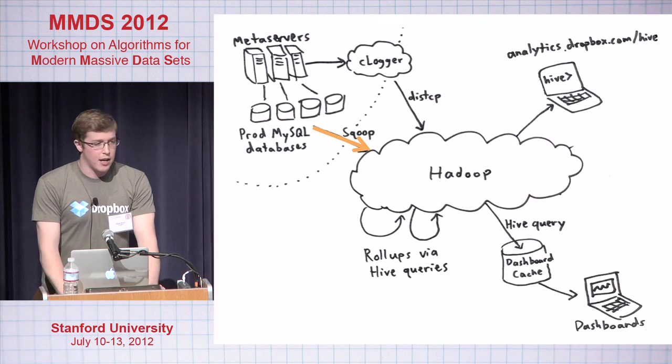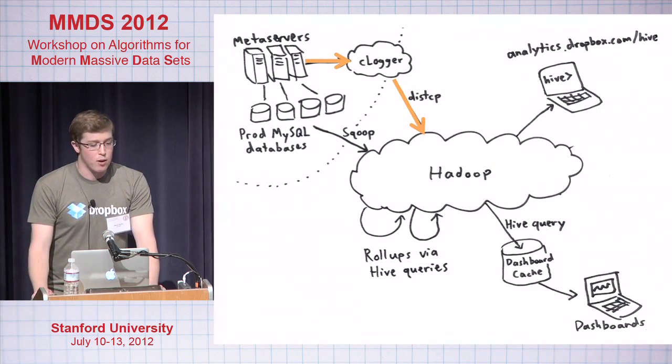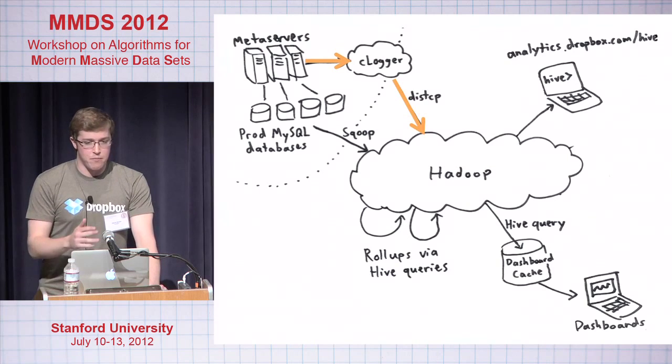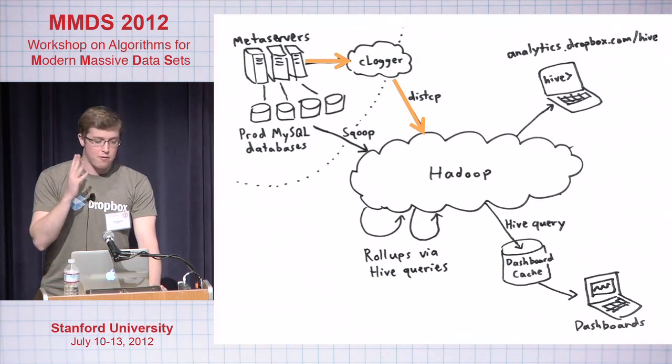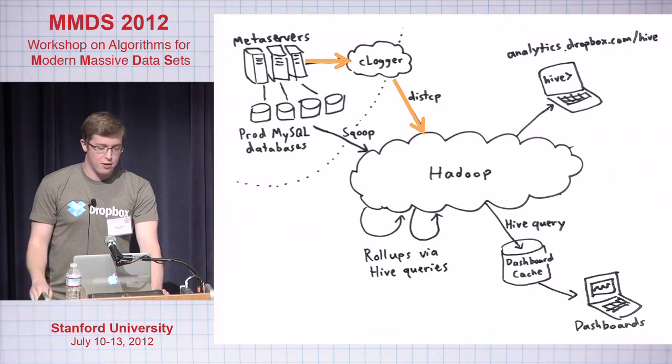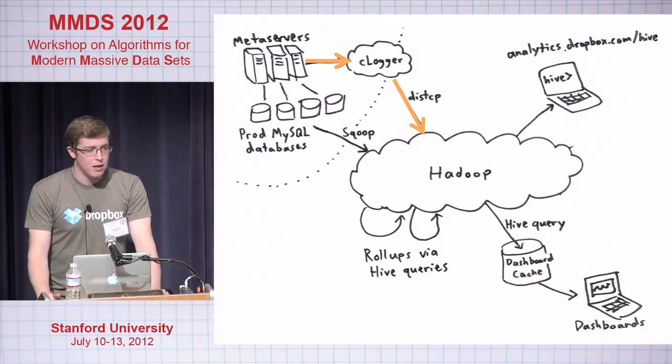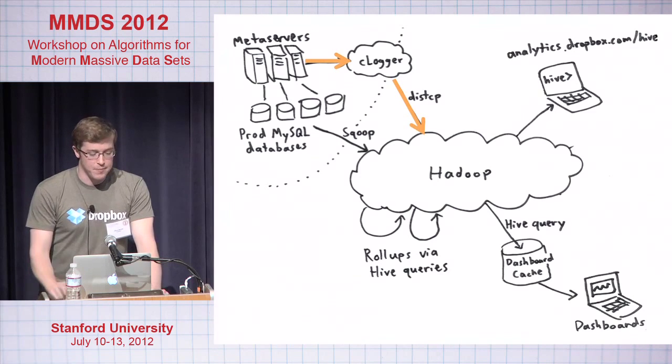The other way we get data into analytics is people just log stuff from our web servers. We call them meta servers. We use Scribe, which is flat file logging, to get data from our meta servers to a temporary Hadoop cluster. It's called Clogger for some reason. And then we use Hadoop's distcp to copy that over to our Hive cluster.